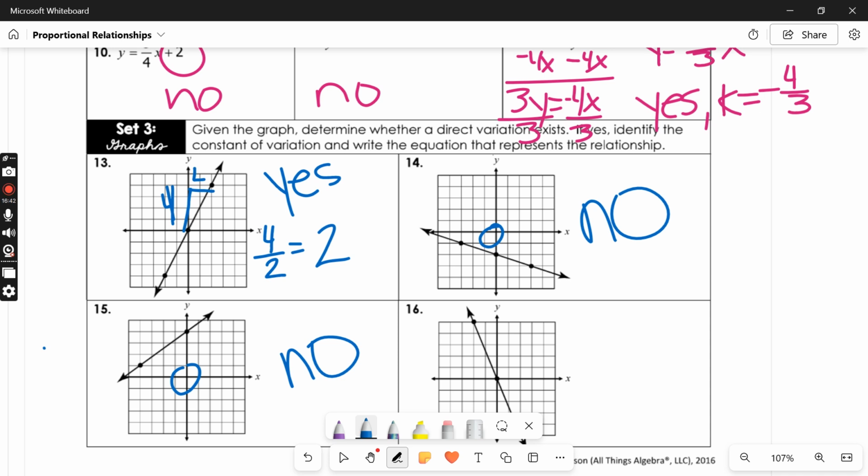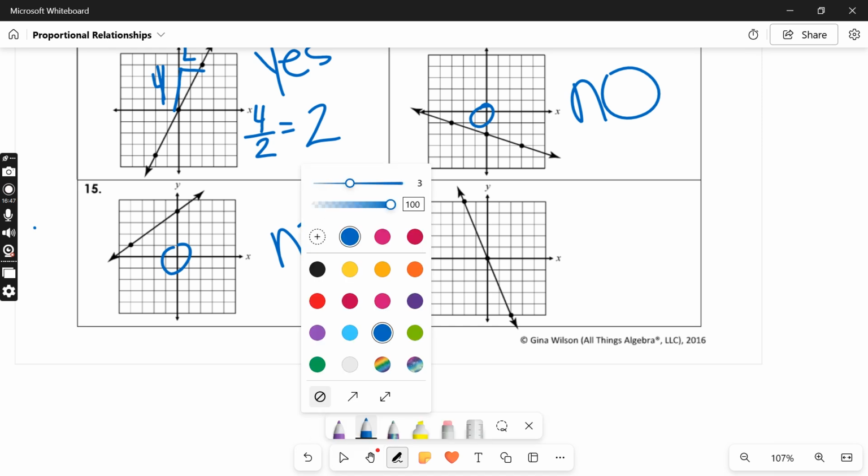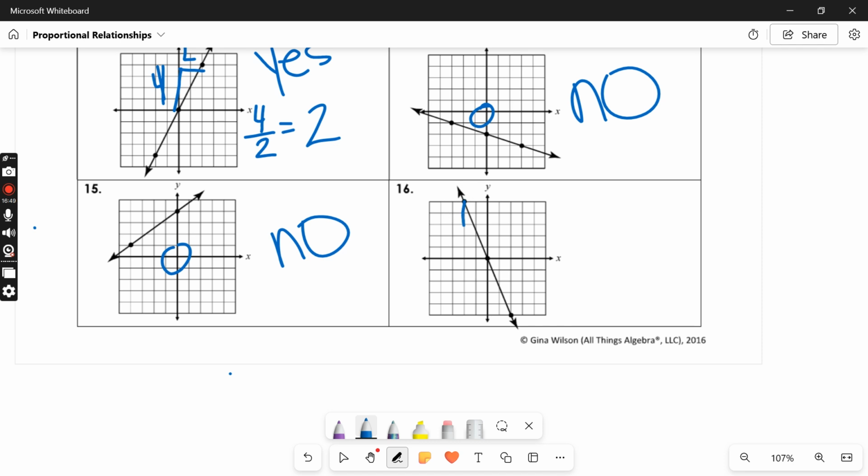Okay, and then on number 16, I'm going to have to scroll down just a little bit. On number 16, it does go through the origin and it's a straight line. So then I'm going to look at the slope here. And that goes 1, 2, 3, 4, 5. It goes down 5/2. I didn't need to say yes, sorry. And that does not simplify, so I would leave it as negative 5/2.